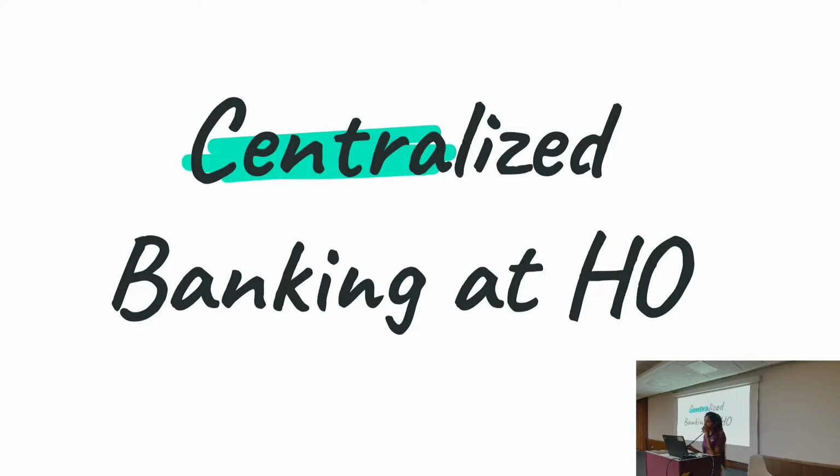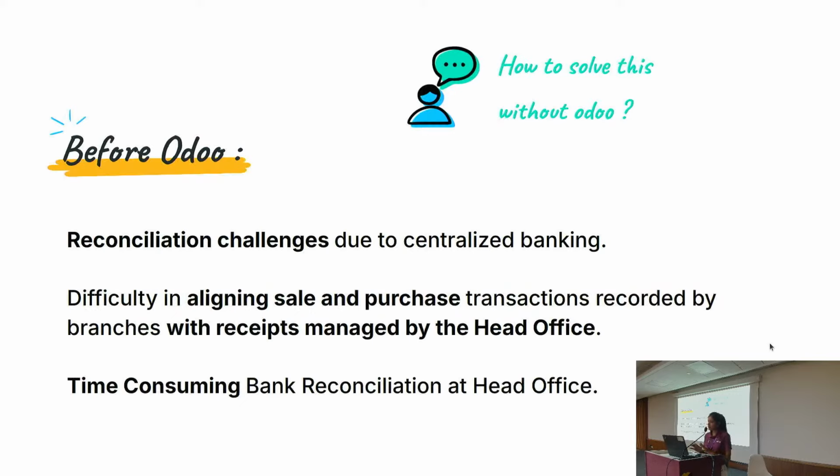Last but not least, centralized banking at head office, in which some organizations maintain a common bank account for their head office and their branches. They face these types of issues: reconciliation at the head office, and tracking of customer-wise receipts and vendor-wise payments.